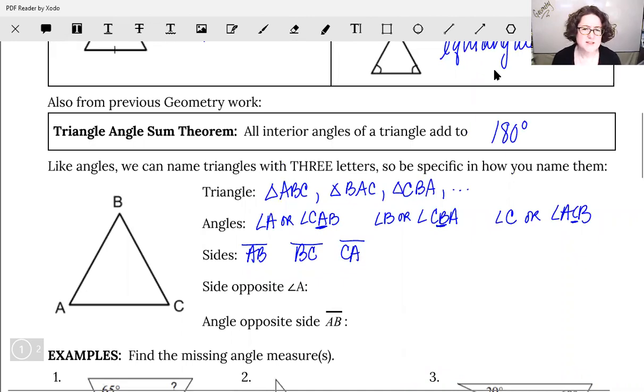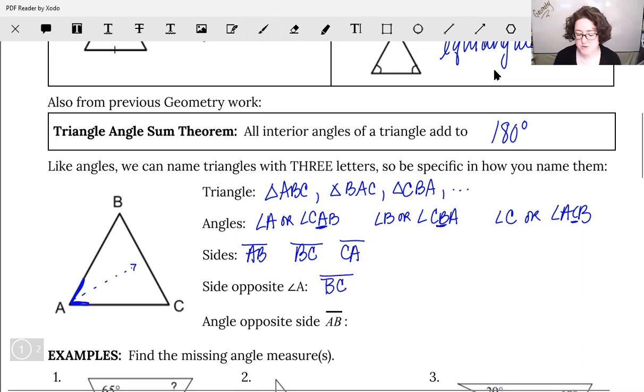Okay, so one of the things that we're really going to need to know this unit, and this might be a little bit new, is being able to identify where things are in the triangle. So for example, we could have the side that's opposite angle A. So if I look at angle A in the triangle, if I go completely on the opposite side of the triangle, I would find side BC.